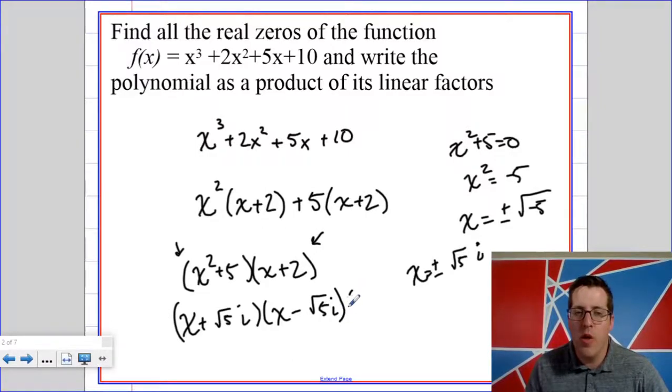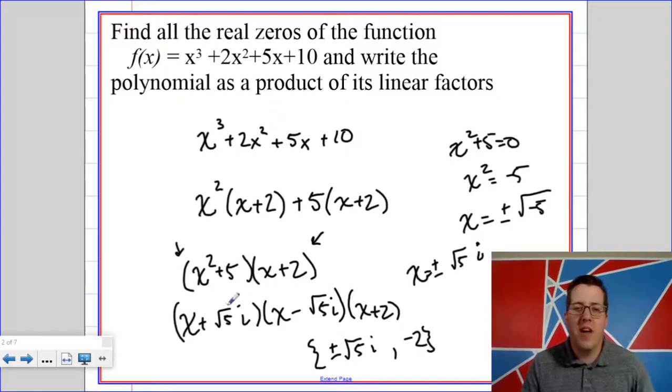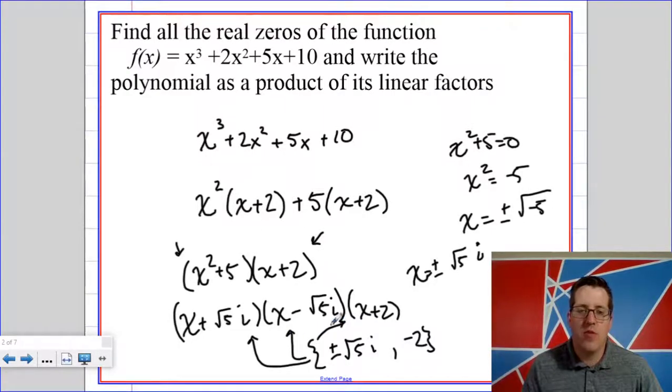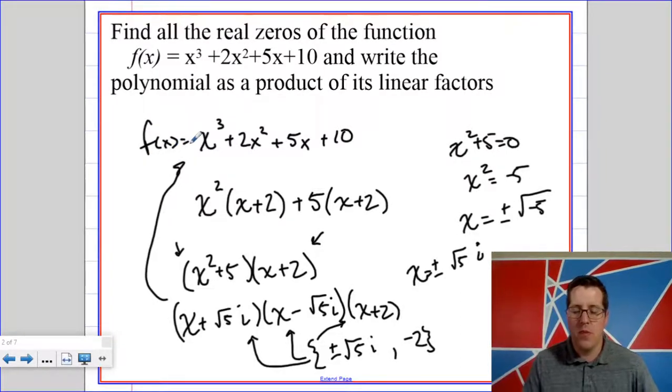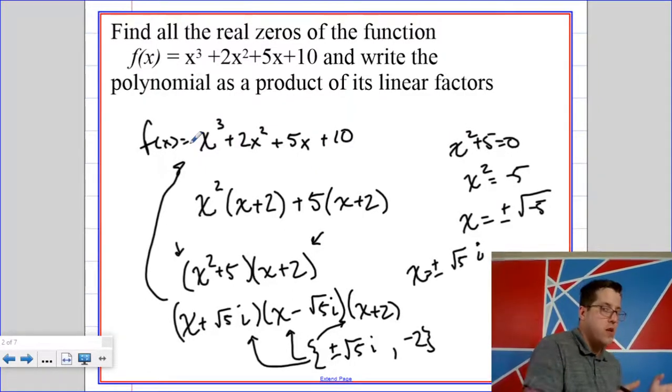And then don't forget the other factor that you've already listed, x plus 2. And that's going to give you these 3 zeros: plus or minus root 5i and negative 2. So see how that's kind of the backwards process of going from a zero to a factored equation to an entirely multiplied out function. Okay, so we're just doing the same stuff we've been doing before. We are just doing it in reverse.